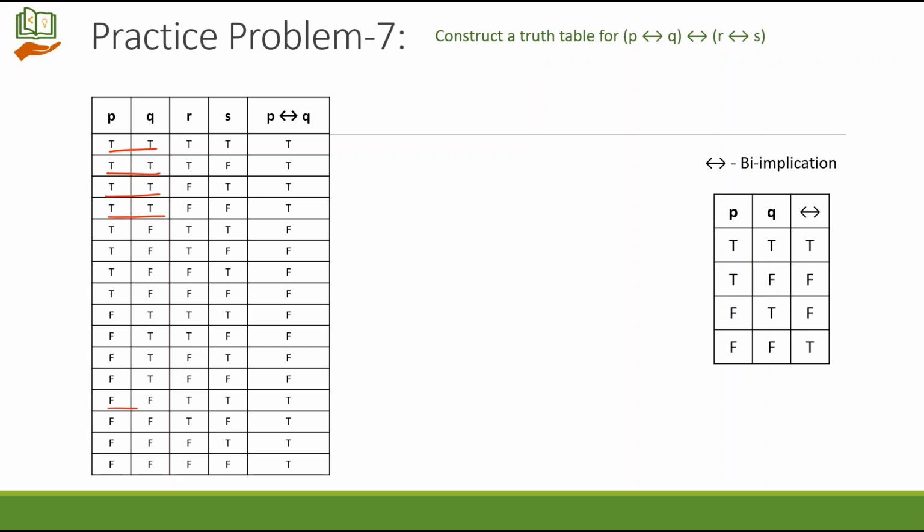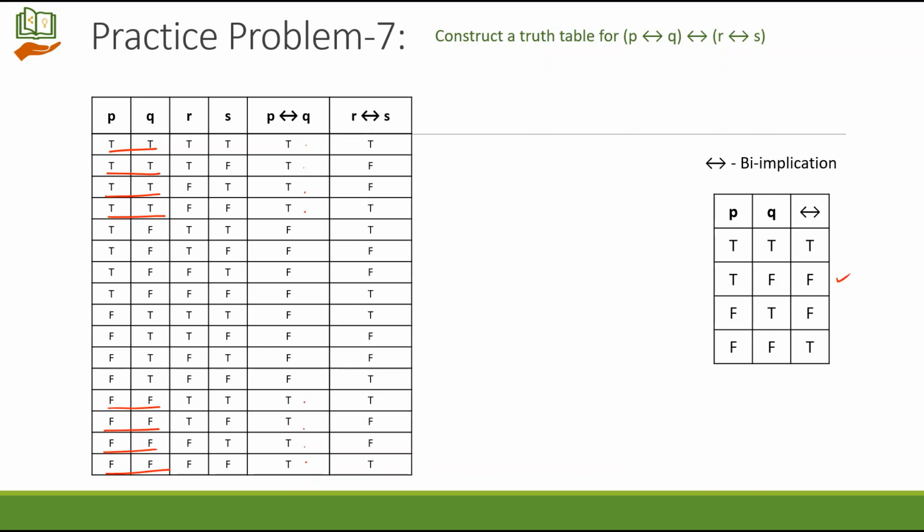The first operation, rows 1, 2, 3, 4, then you have 5, 6, 7, 8. So all these 8 rows will have true value as per the biimplication operation. What about the rest of the values where you have T and F together? So everything will be false as per this particular table.